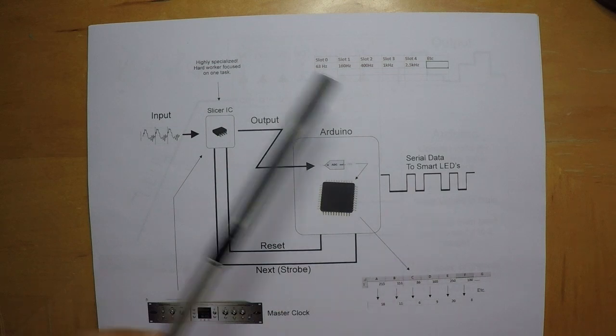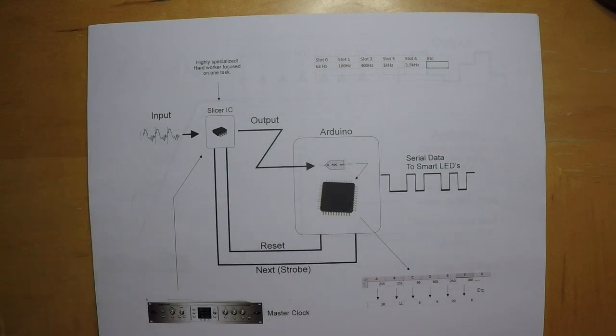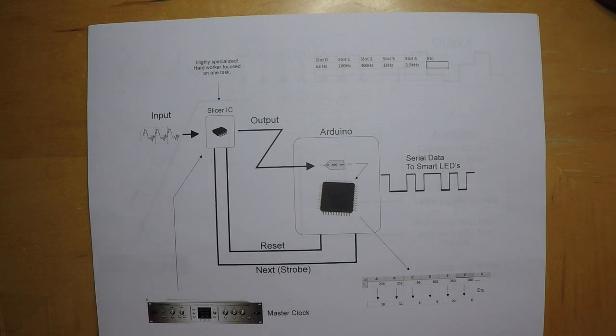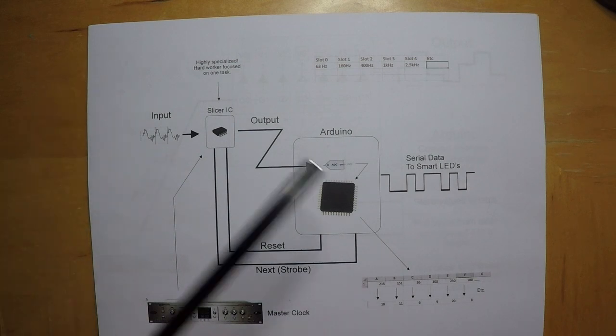When this project is first powered up, the Arduino does a little bit of housekeeping, and then right afterwards it goes into a continuous loop. The first thing it does in that loop is send a signal to the slicer IC via this reset line. It'll pulse this reset line, and the slicer IC will recognize it as a command to say, hey, let's start from scratch. All right?